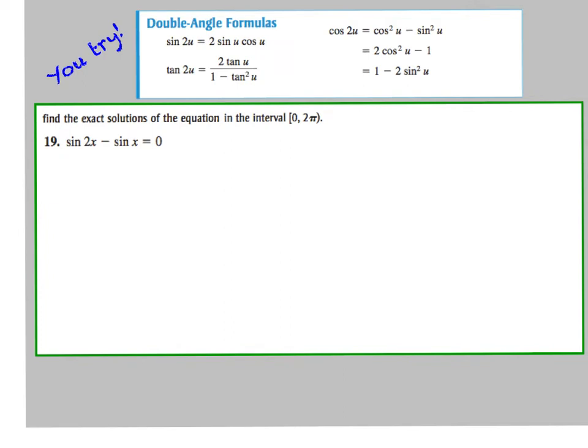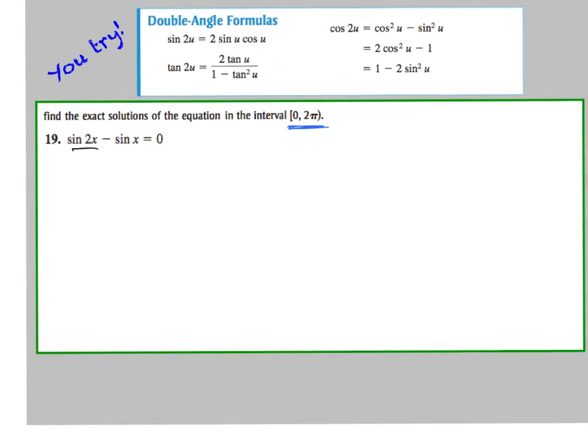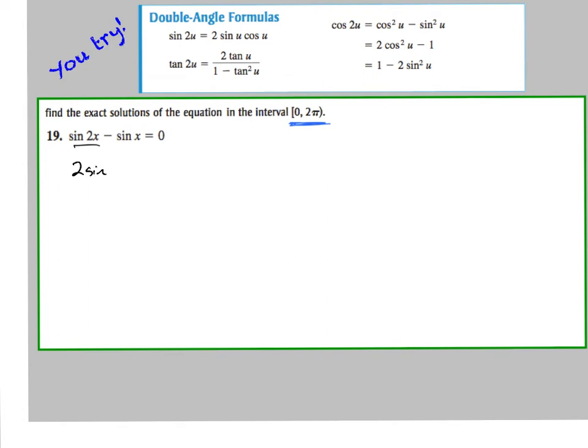All right, do this one. The first thing we need to do is change this to 2 sine x cosine x, and then we still have minus sine x is equal to 0. And then what could we do? We could factor out what? We could factor out just the sine x. And then what are we left with? 2 cosine x minus 1 is equal to 0.